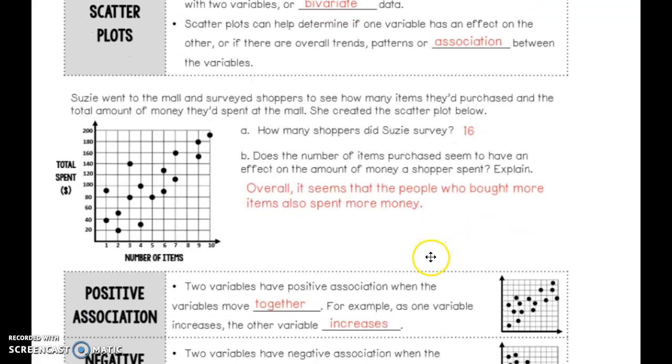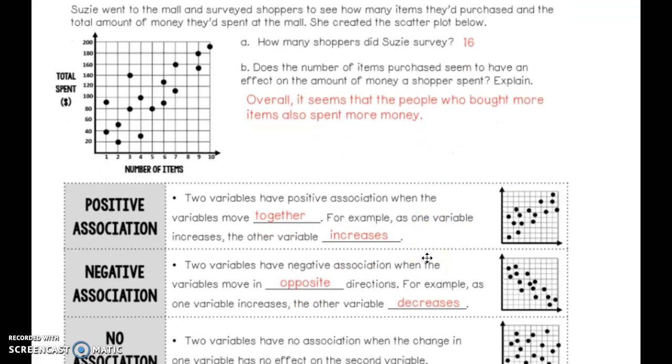This is an example of a positive association. A positive association is when the two variables move together. So they either both increase or they both decrease. So in this example, one variable increased, the number of items bought, and then the other variable, the total money spent, also increased. A negative association is when two variables move in opposite directions.